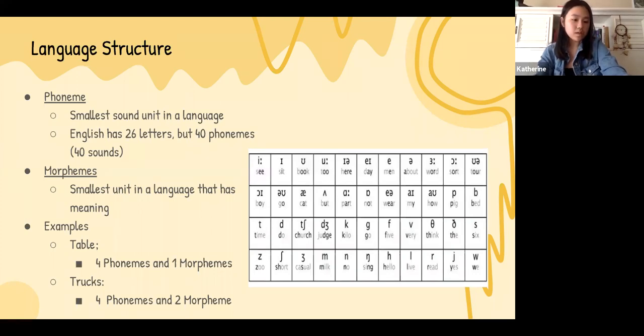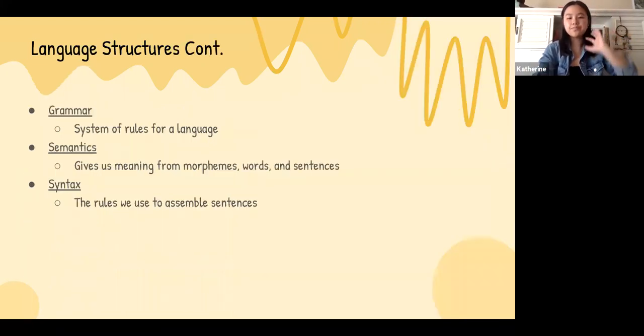So a couple of examples. You have the word table that has 4 phonemes. So if you say ta, a, bull, that is 4 phonemes. And that is 1 morpheme because it has one meaning. But if you look at trucks, that has 4 phonemes and 2 morphemes, because truck is one meaning, but if you add an S to it, the S has a meaning. It makes truck more than one. So that's 2 morphemes.